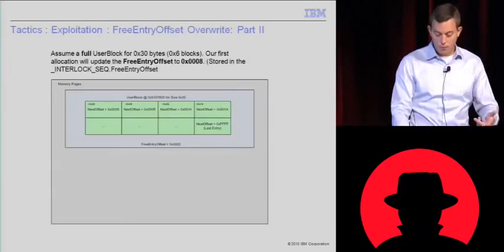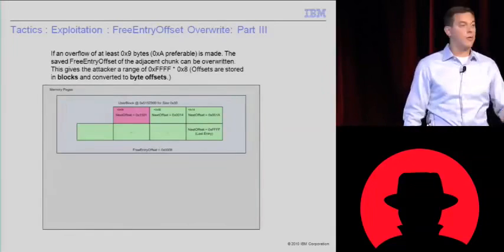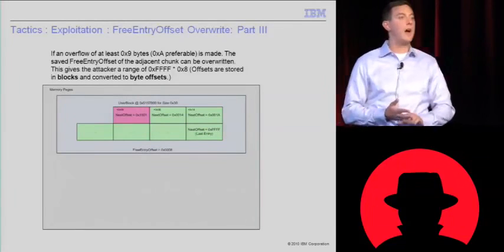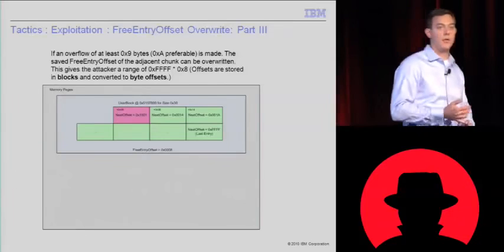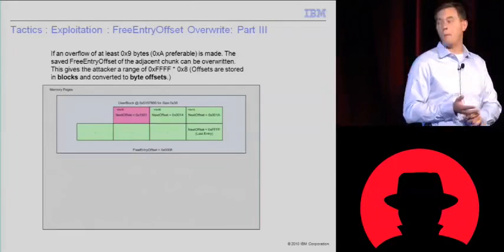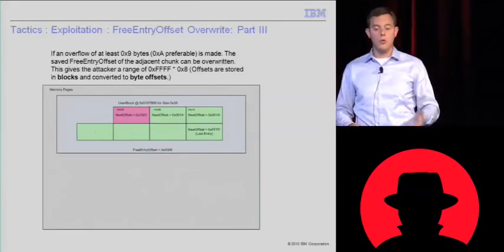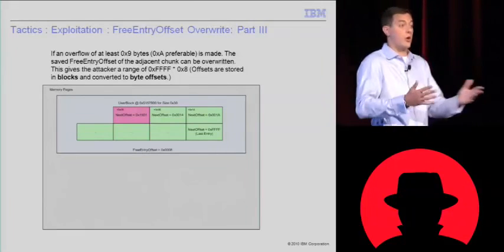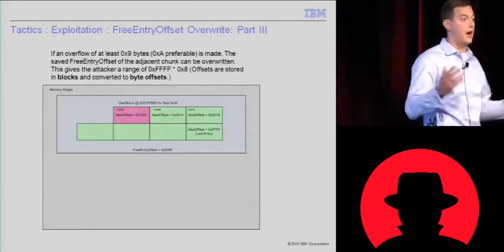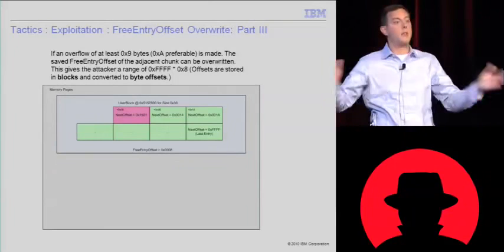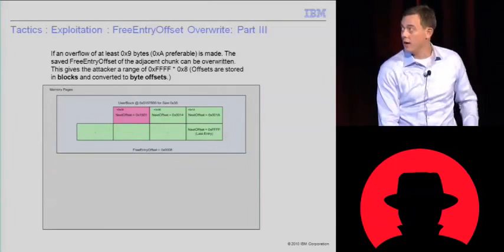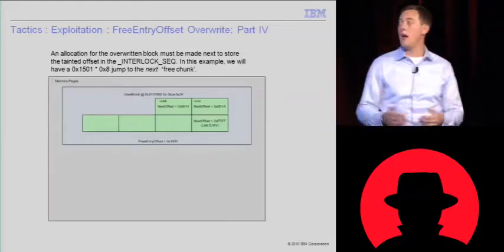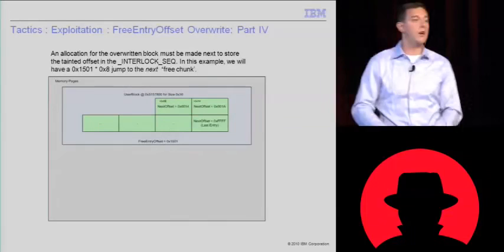Well, what if you make an allocation and you overwrite the next offset entry? That basically assumes you have at least 9 bytes of overflow, 10 to be preferable. Well, if you overwrite this next offset, you can overwrite it with whatever short you want, right? So that's FFFF times 8. That's forward range that you have. You make another allocation. The free entry offset now is a value that I wrote, 1501, instead of E that it should have been.